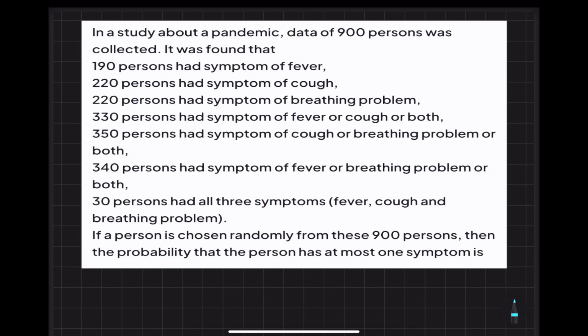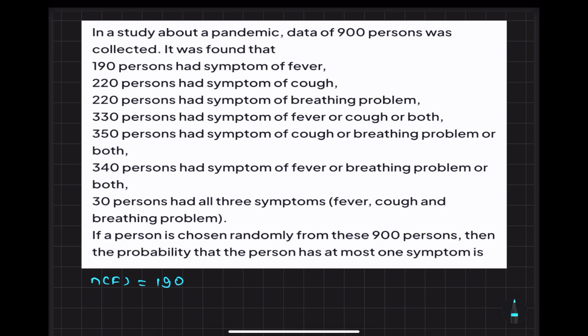So we got this situation. In a study about a pandemic, the data of 900 people was collected. It was found that 190 had symptom of fever. So let's write down these data. So N of fever is 190.